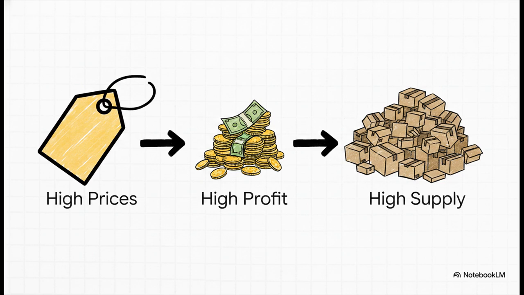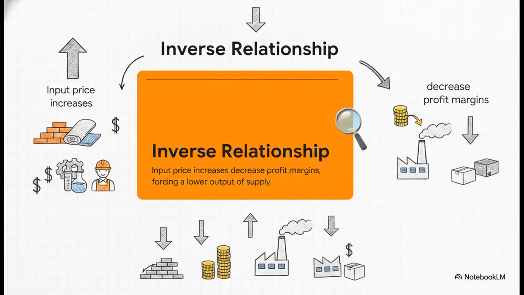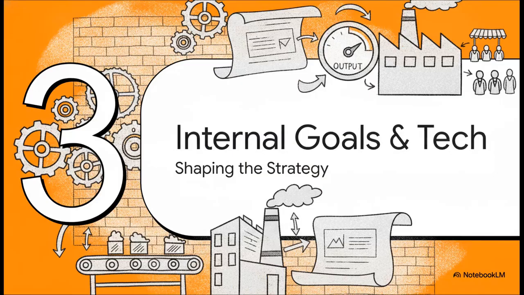But listen, profit isn't just about the selling price. It's heavily dependent on what it costs you to actually make the thing. This brings us to input prices, and there's a strict inverse relationship here. If you're forced to pay high prices for your raw materials, your labor, or your machinery, your factors of production, your overall production costs skyrocket. When that happens, your profit margins shrink, basically forcing you to lower your output. But on the flip side, a drop in input costs means you could afford to crank that supply dial right back up.